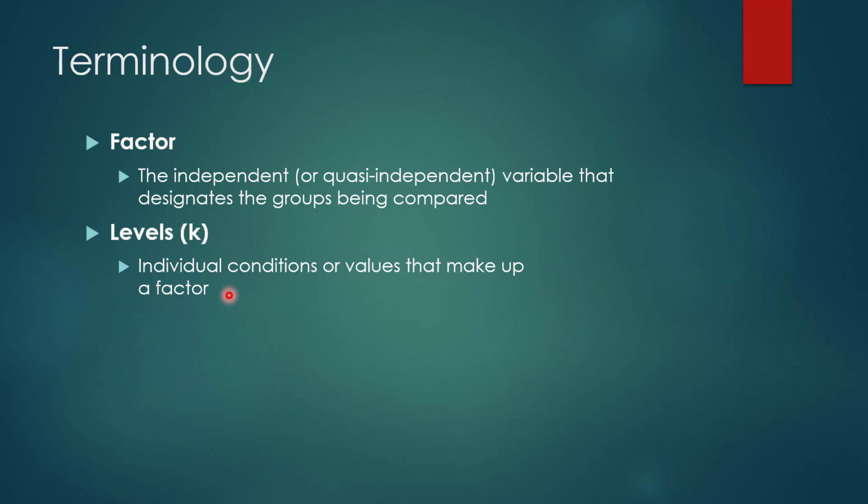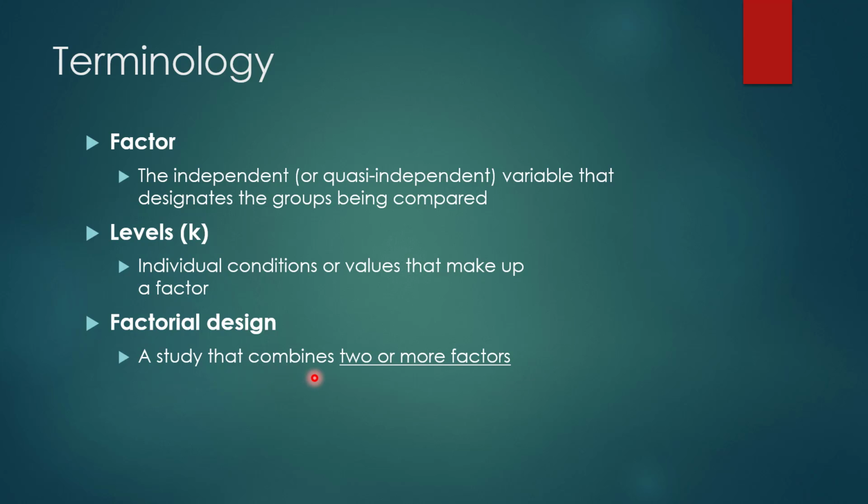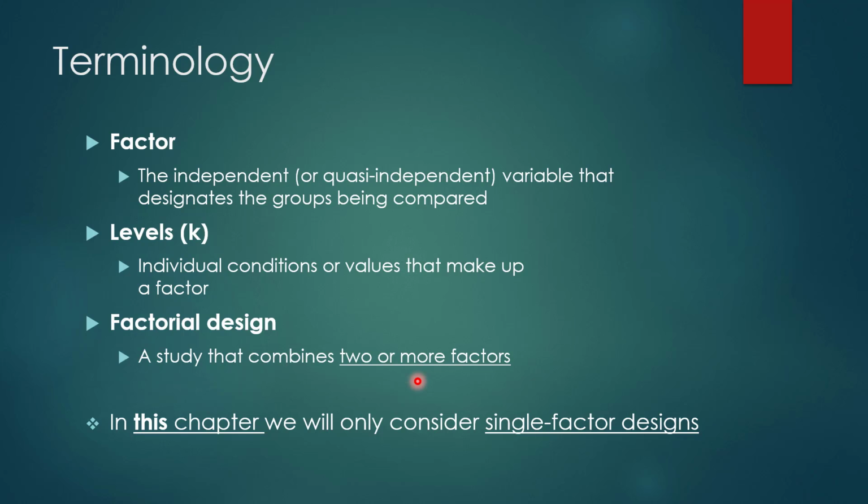So to continue on with terminology, K denotes the levels. So a lowercase k tells me how many levels. It's the individual conditions or values that make up a factor. So for the Project Primer example, I had one factor with 3 levels, so k would equal 3. A factorial design is a study that combines 2 or more factors, and we'll get into that in a couple of weeks. So in this chapter, we will only consider single factor designs, so designs that have one independent variable with 2 or more levels.